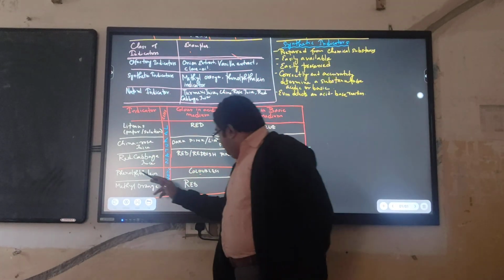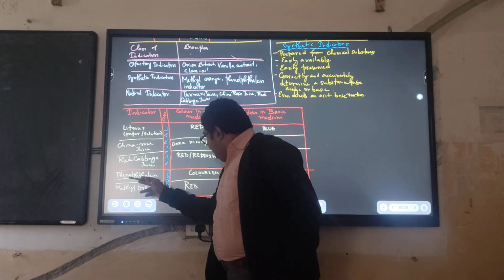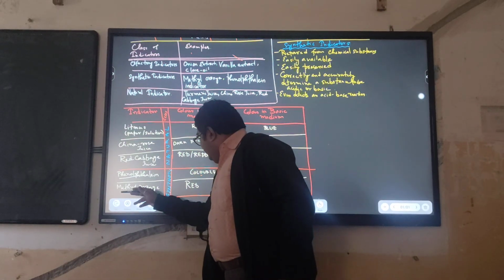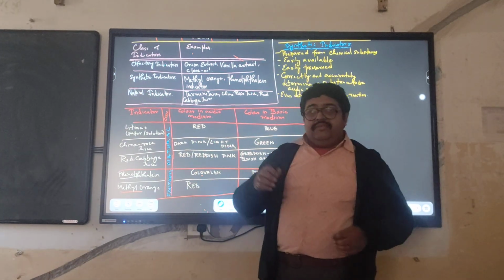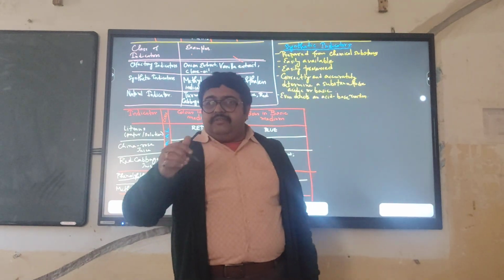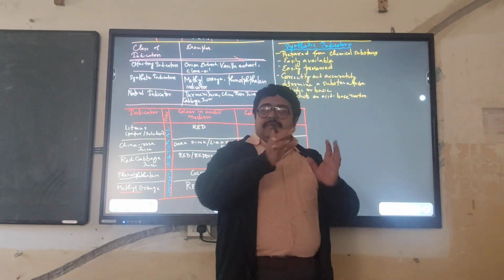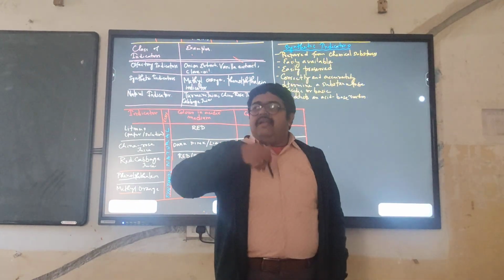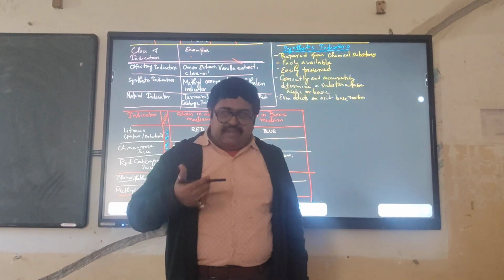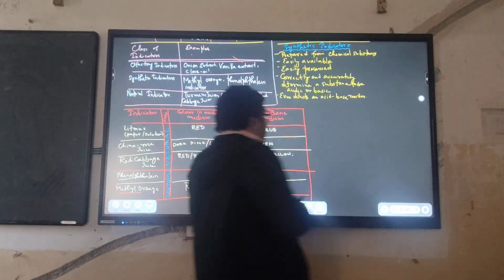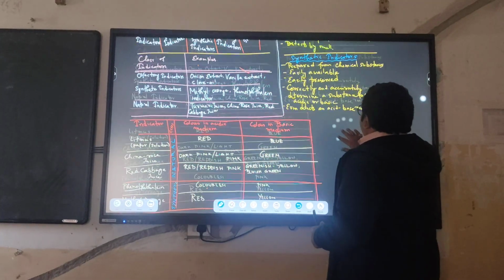Now, these chemicals, especially phenolphthalein and methyl orange, these two chemicals have a special property: they can even detect an acid-base reaction in a dynamic manner. That means an acid can be converted to a base. That is, we use them for qualitative analysis like titration to find out the acid-base reactions.